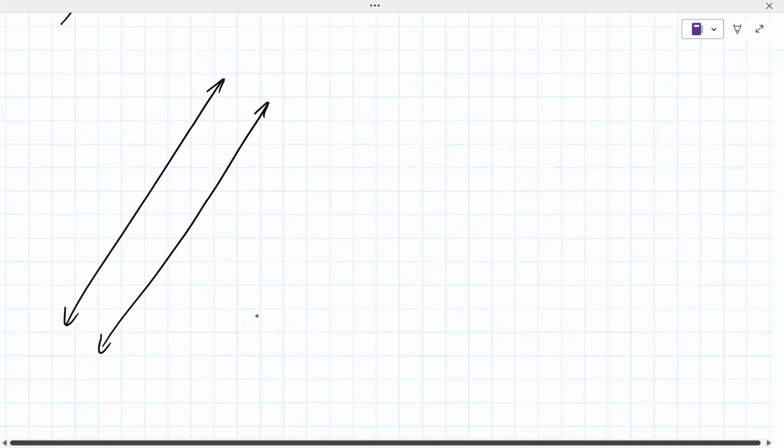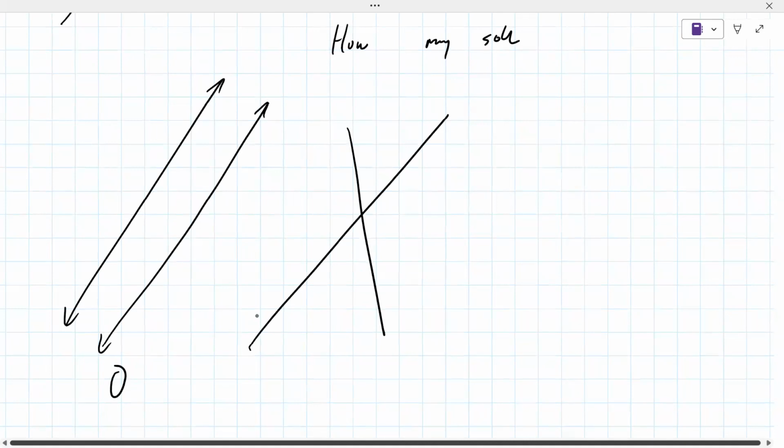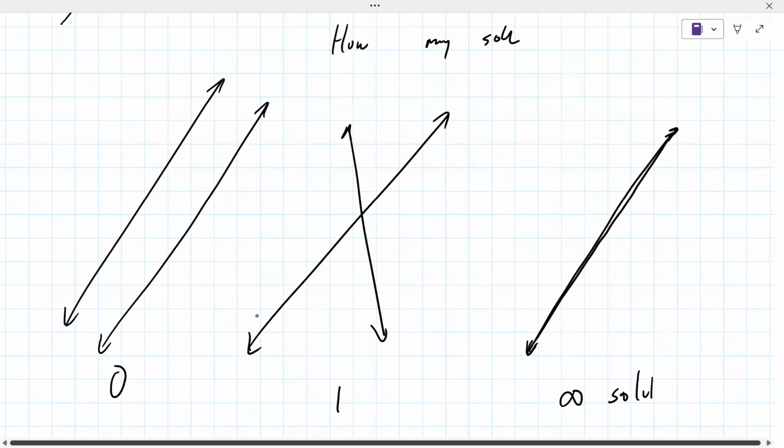How many solutions are there? None, zero. How many solutions? And then we just talked about this. There is one solution to this. And what if they are the same line? How many solutions are there then? Infinite. Yes. These are the only possibilities. There's nothing more, nothing less.